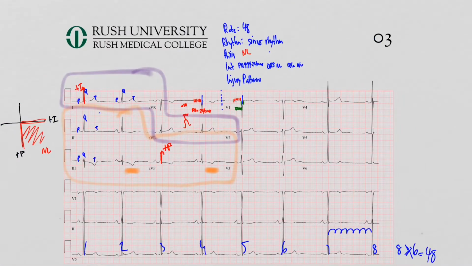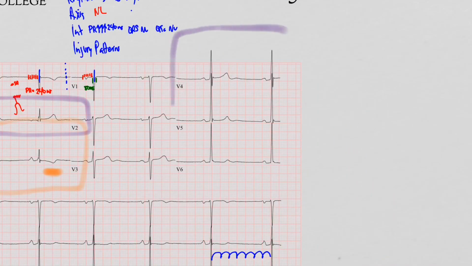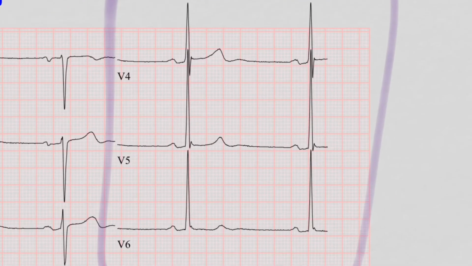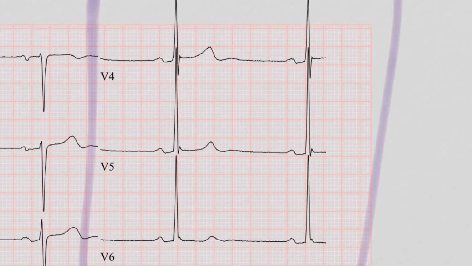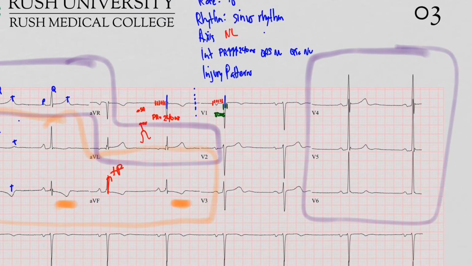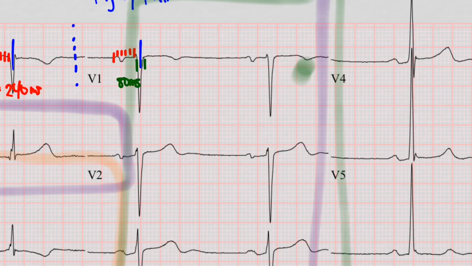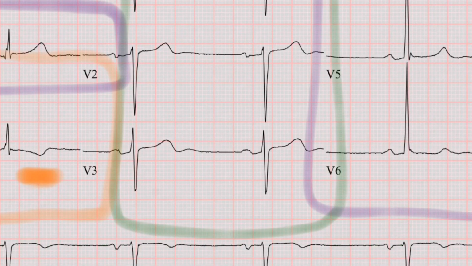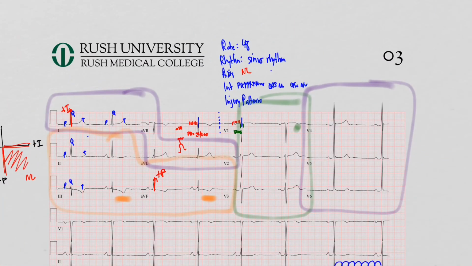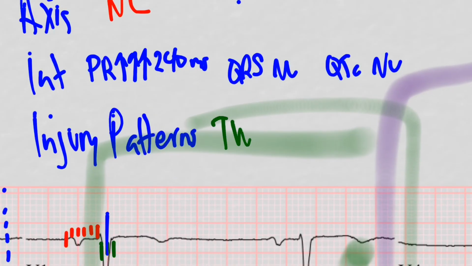Let's go to the lateral leads over here. And so those are these here. Again, we'll zoom in. I don't see any ST segment elevations or any T wave inversions. And then finally, let's look at these anteroseptal ones. And, well, there's a T-wave inversion here in the V1, but we said that kind of happens from time to time. And the other ones also look fine. So what do we have for injury patterns? I think we just have some T-wave inversions inferiorly.